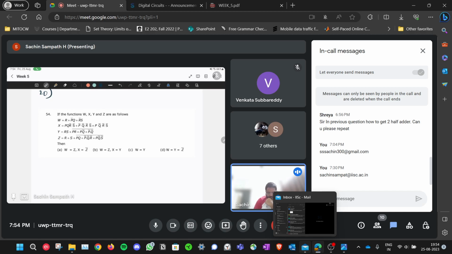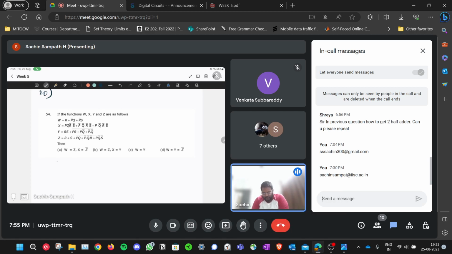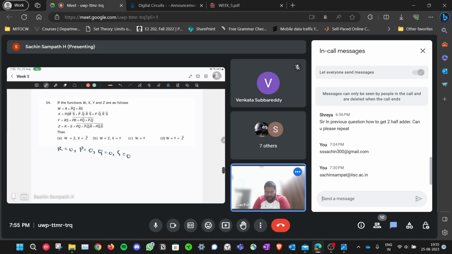In those times, one thing you can try is just give some input values and see what is happening. Suppose you give p, q, r, s is equal to 0, you give 0 to all these things, right? See, w can be equal to z, or it can be equal to z bar. It can't be both of them at the same time, right? So if you give this combination, at least one of these options you can eliminate, right? By checking the value of w and z.